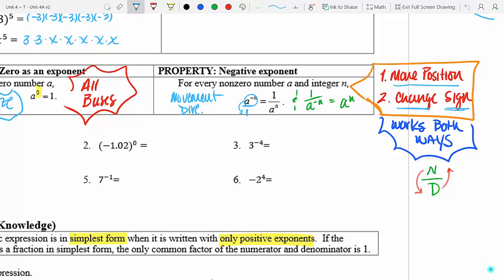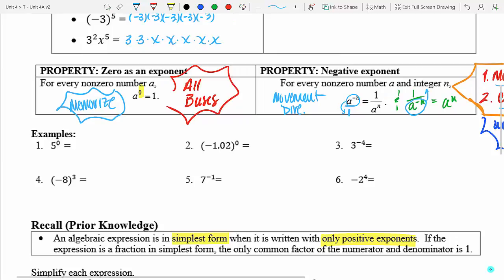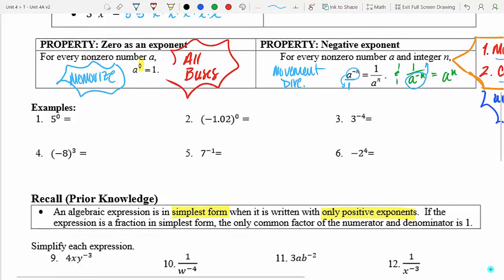So it also works if you're in the denominator and you have a negative exponent. It says move its position and then change its sign. That's how that property works. So you have to be able to go both ways. It's useful because we're going to get down here and talk about what we have to have, which is positive exponents all the time. So you're not allowed to have negative exponents. So this is an important rule to know.